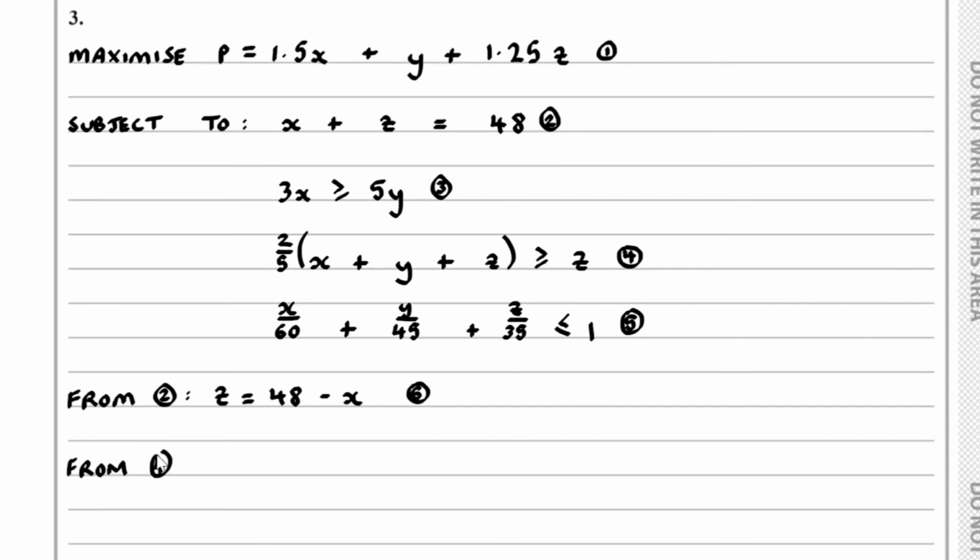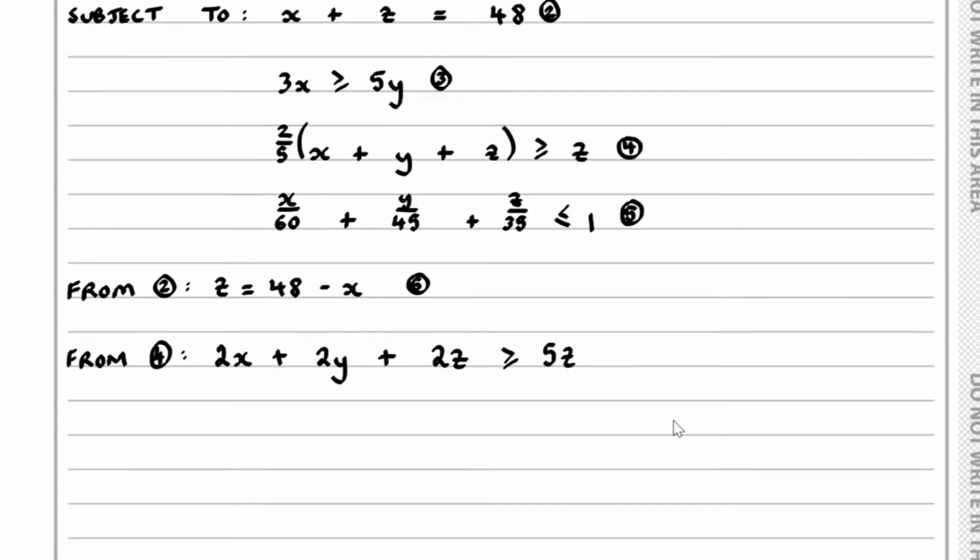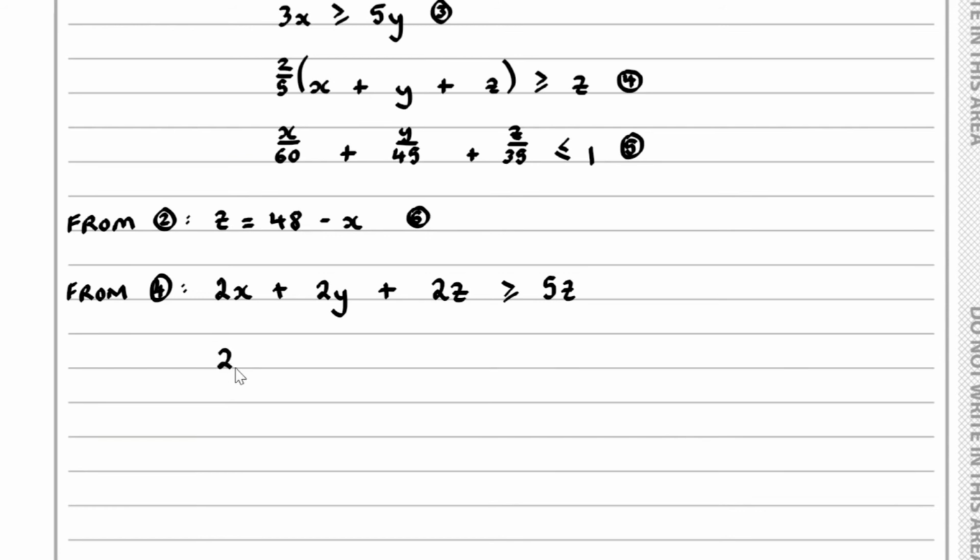From equation 4, if I multiply through by 5 and then expand the 2 into the bracket, I've got 2x plus 2y plus 2z being greater or equal to 5z. And if I subtract 2z from both sides, we've got 2x plus 2y being greater or equal to 3z. I'll call this equation 7. Now if I take a look at equation 5, we can also simplify that.